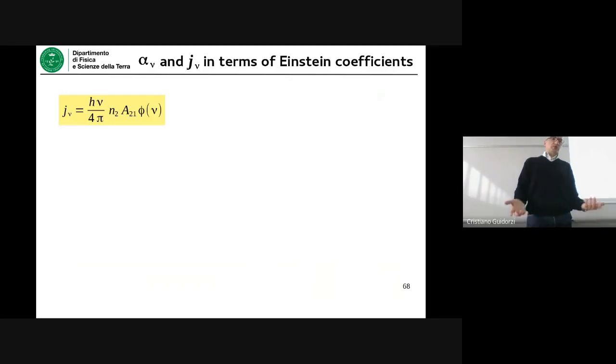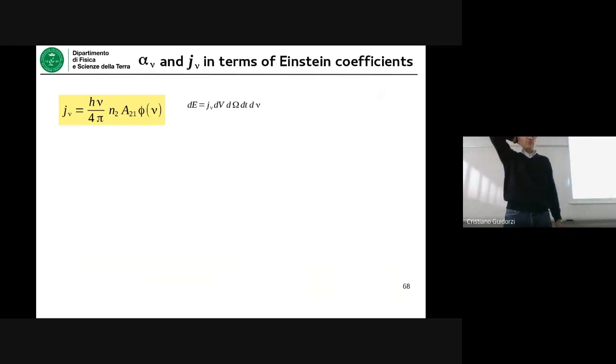Well, probably you will not be surprised to see that J nu is proportional to A21. The higher the probability for a single atom per unit time to make a transition from 2 to 1, the correspondingly higher the emission coefficient would be. But how to understand the details of this? Well, again, let's think of the definition of J nu, the specific emission coefficient, the guy that shows up in the radiative transfer equation.